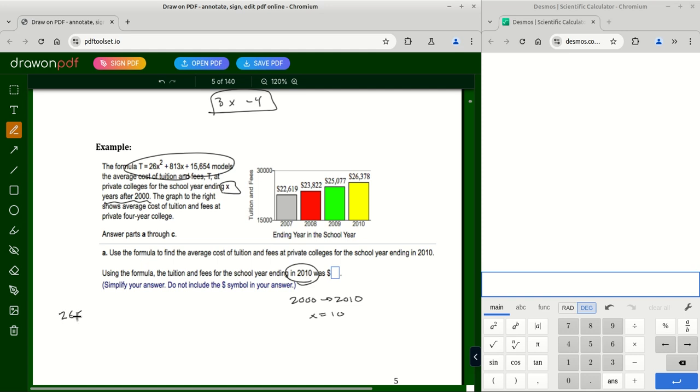It looks like 26 times 10 squared plus 813 times 10, and then plus the 15,654. If there ever was a time to use a calculator, it's now. So let's do that. 26 times 10 squared plus 813 times 10, plus 15,654. Awesome. 26,384. There it is. We're done. And that's part A. I can't remember what my math lab had for part B and C, but I'm going to try to remember it a little bit.